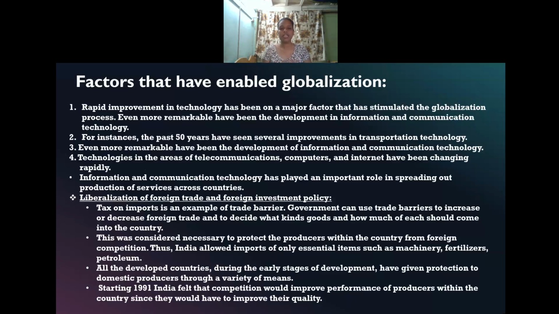So the technologies in the areas of telecommunication, computers, and the internet have been changing rapidly. Rapidly means very fast. We will see a lot of changes. Within a minute, you will get all kinds of information through the internet, computers, and telecommunication. Think that you are living in Karnataka and your relations are living in some other state like Odisha or Gujarat, and if you want to contact them within a minute, you will dial their number and chit chat with them. So these are the rapid changes. These changes are through globalization only.